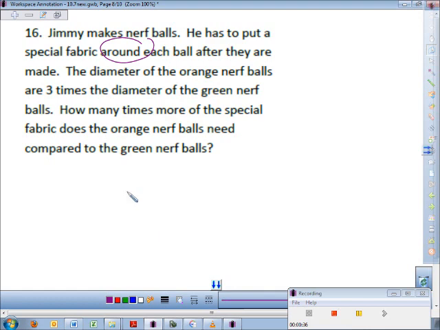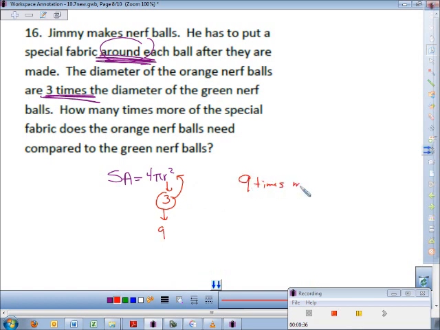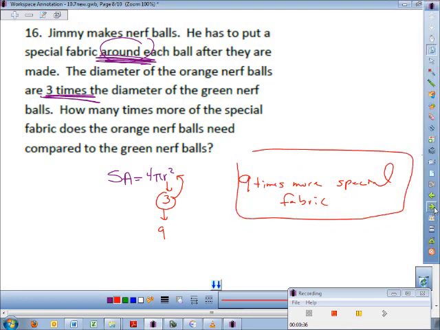So they're talking about a ball, which is a sphere, and they want to put fabric around it. That is like the surface area, so that's 4 pi r squared. And if the diameter is 3 times as big, so is the radius, as we've seen from a previous problem. So that means a 3 here has to get squared, and what shoots out is a 9. So you'll need 9 times more special fabric.